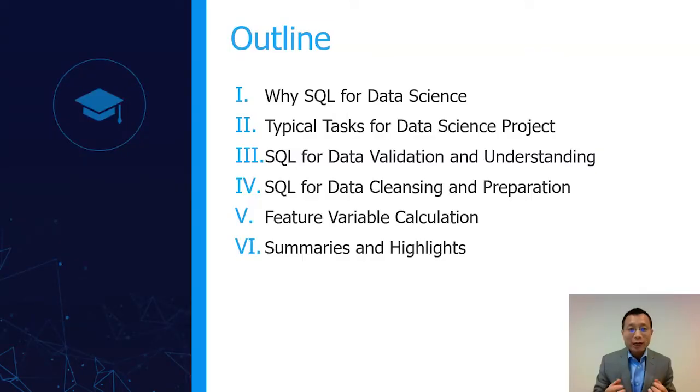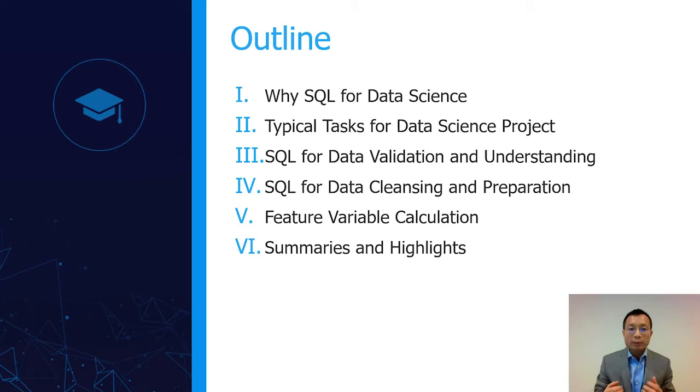In the course, I will talk about a number of topics. Why SQL for data science? Since we already have many languages such as R, Python, SAS, SPSS, why SQL?